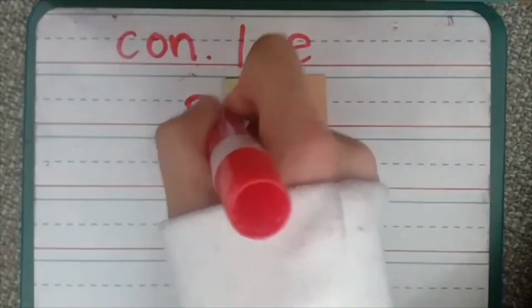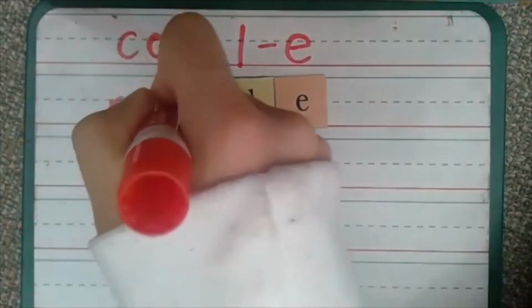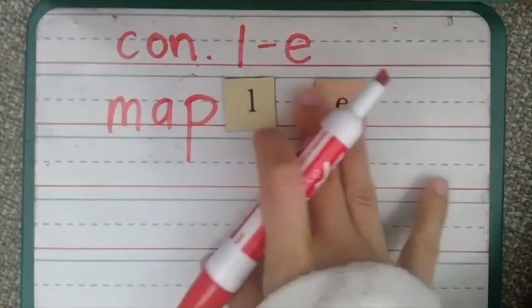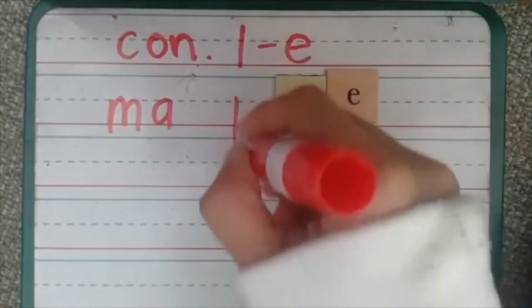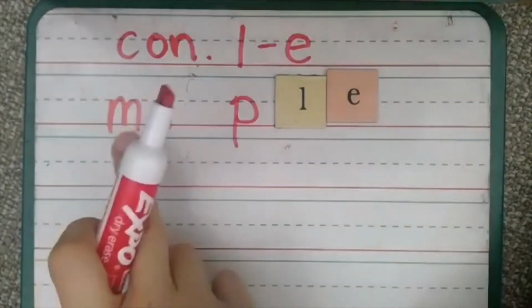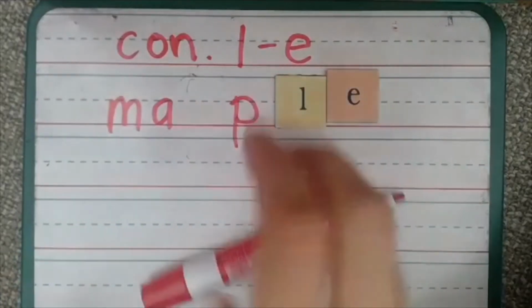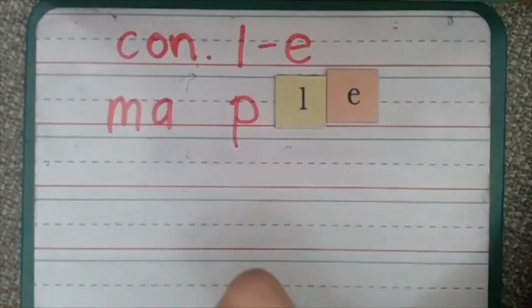Let's try this. What does that say? Pole. What if I add this? Maple. Have you ever had maple syrup? Now I'm going to separate this into its syllables. May, pole. Say that. May, pole. Tap it out. May, pole. 2 syllables.